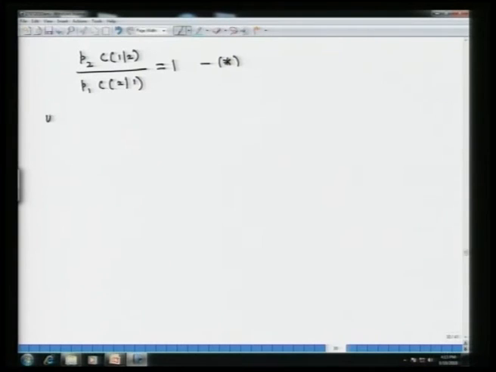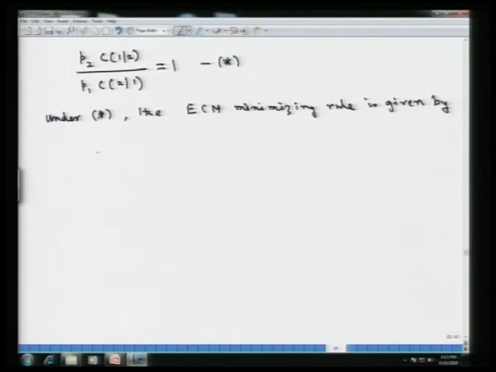Now, under star, the ECM minimizing rule for a general classification problem is given by a simple form: on R 1 we have f 1 x by f 2 x greater than or equal to 1, and on R 2, the complementary region, we have f 1 x by f 2 x less than 1.